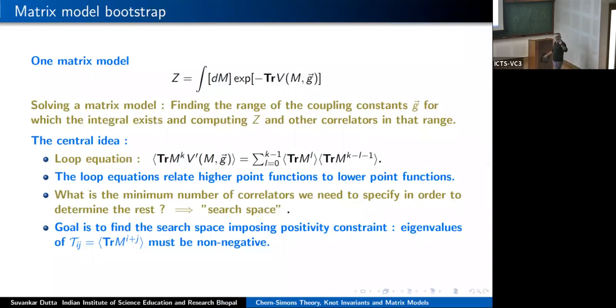So therefore, you have to specify the minimum number of correlators to solve this loop equation. And that space of correlation functions, the minimum number of correlation functions, is known as the search space. So that you have to provide, okay? The goal of this bootstrap technique is to find that search space. How to do that? We define some matrix Tij, which is trace of M to the power I plus J, and demand that the eigenvalues of this matrix Tij must be non-negative. That is the bootstrap condition I am imposing. And from that condition, I will figure out what my search space is.